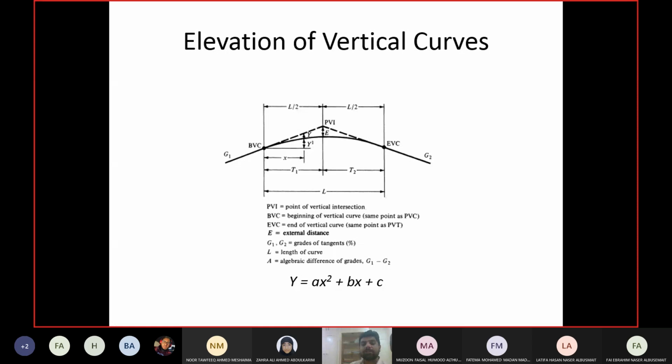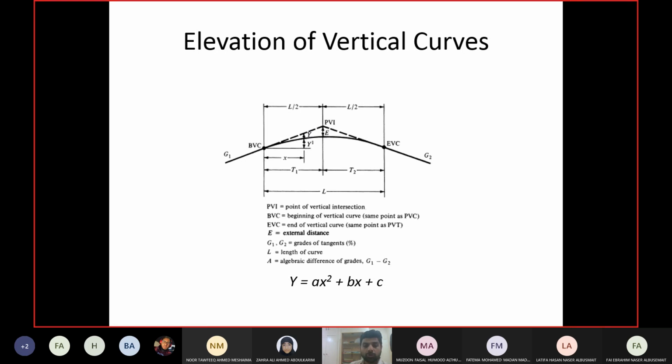Then we have this point which is PVI. PVI is point of vertical intersection. Which point is this? Where the two gradients are intersecting each other, we call it PVI, point of vertical intersection. And this point is in the middle of the curve. So if the length of the curve is L, then the distance from BVC to PVI is L by 2, and from PVI to EVC it is again L by 2. So PVI is always in the middle of the curve.